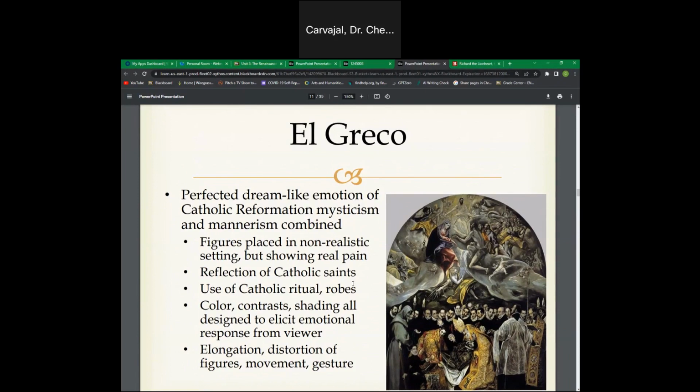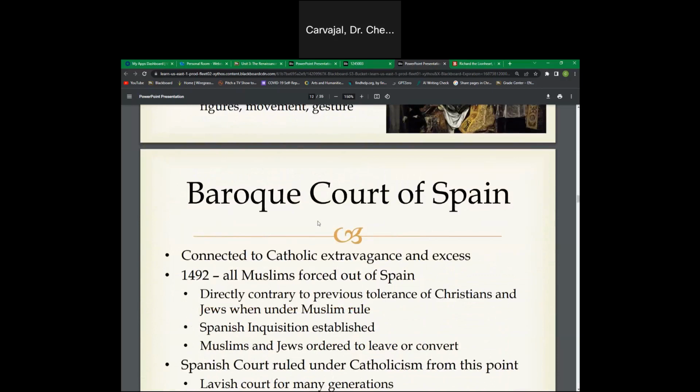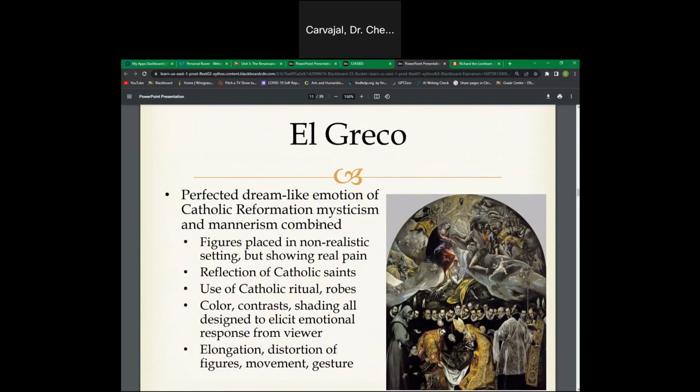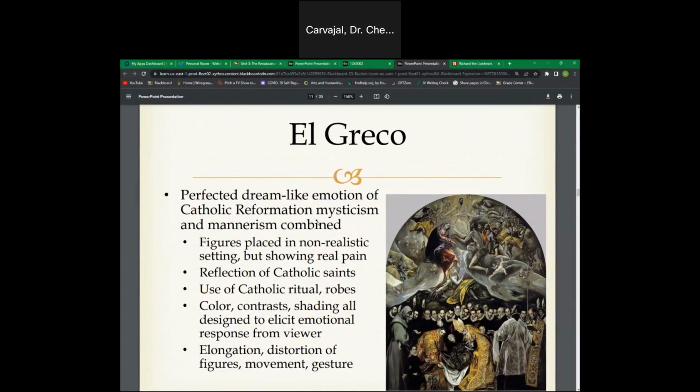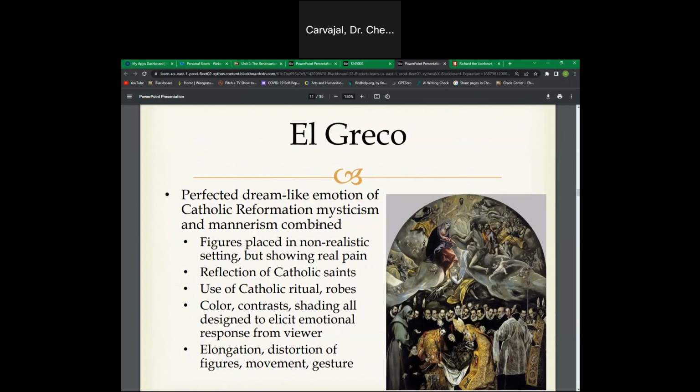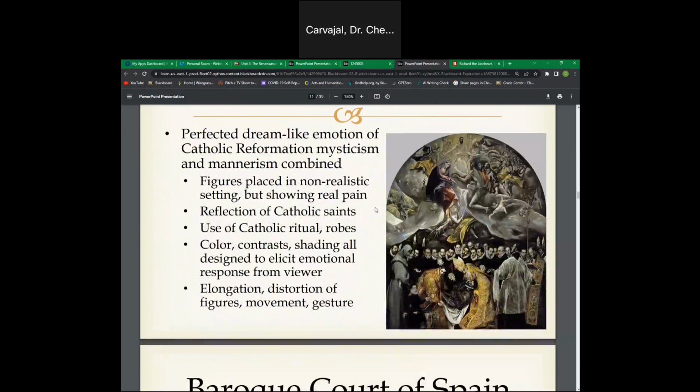If you look up El Greco, I swear, do a good Google search besides the stuff that we have in the chapter, and you're going to go, what? Some of the stuff he has of all different religious events is just odd. And yet it is absolutely the Mannerist Baroque style, but with all that mysticism thrown in.